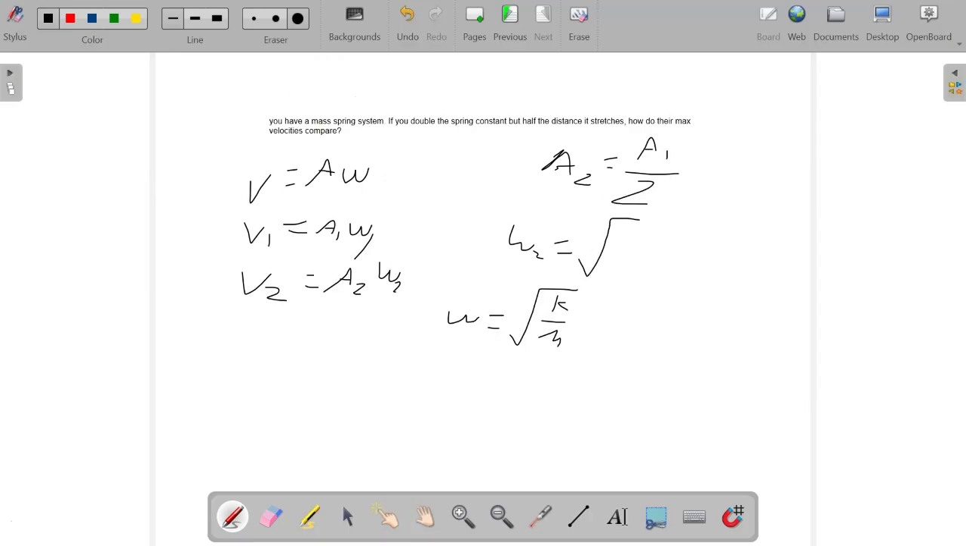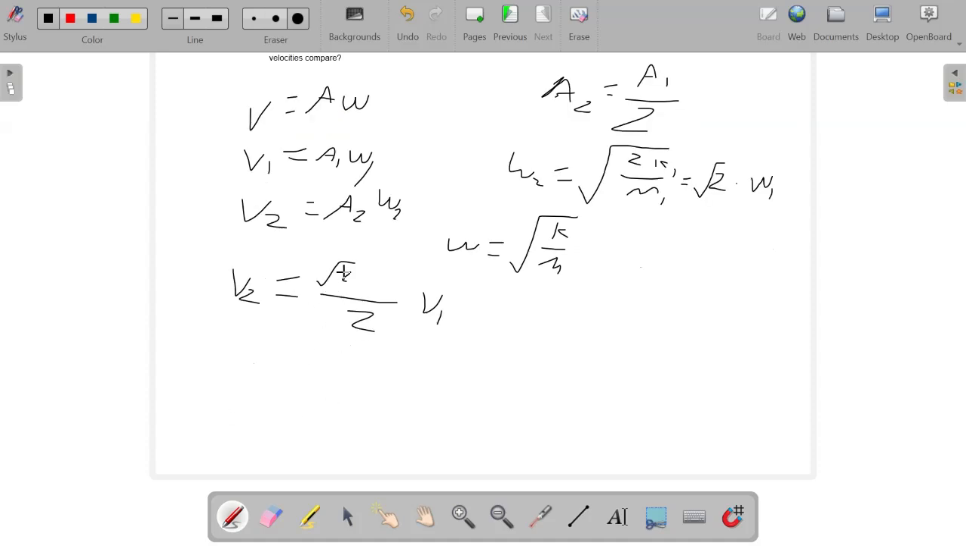So that means the m did not change. But what did change is that the spring constant was doubled. So now this is 2k1. So this equals square root 2 times omega 1, because omega 1 is just square root of k1 over m1. This one is being multiplied by square root 2. So that means that v2 equals square root 2 over 2 times v1. So it's smaller, because it's square root 2 over 2 of that.